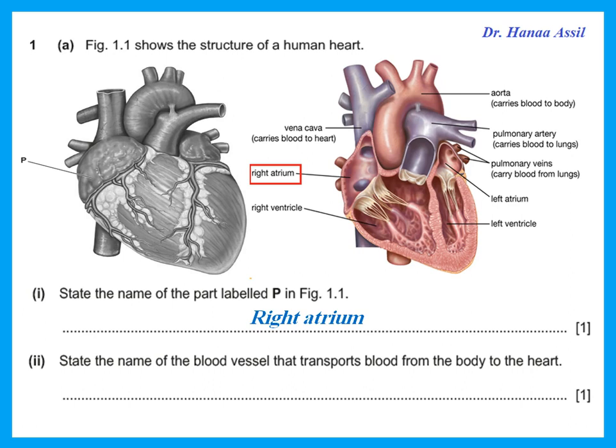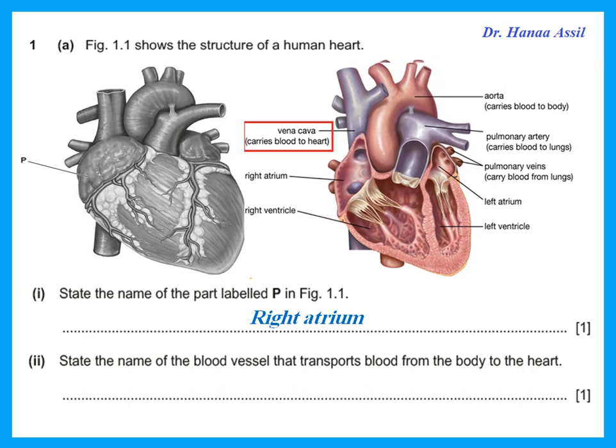Now, state the name of the blood vessel that transports blood from the body to the heart. So any blood coming from anywhere in the body will enter the heart through the vena cava. Can you see that?